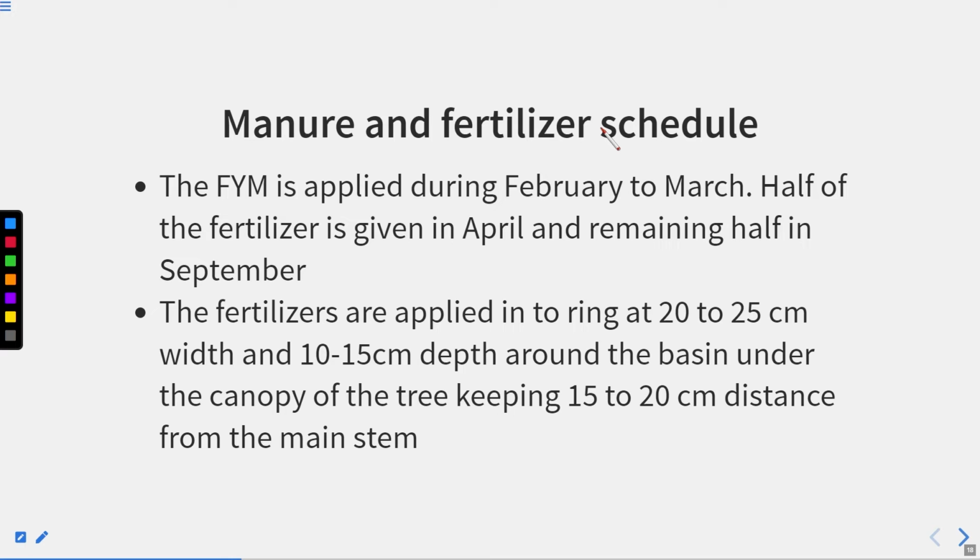Manure and fertilizer schedule. So at what time we should give the manure and fertilizer to our growing crop? So farmyard manure is applied during February to March, and half of the fertilizer is given in April and the remaining half in September. So farmyard manure is applied February to March, and half of the fertilizer, like some of the urea, is given in the month of April, and the remaining half is given in the September month, right?